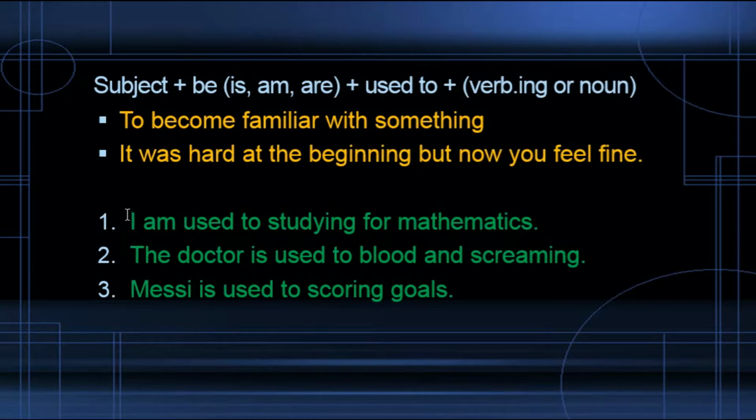So for example, I am used to studying for mathematics, right? I am used to studying, right? I am used to studying for mathematics. I have I, then I have am, then used to, then my verb takes an ing, right? And for mathematics. What it tells you in this sentence is that at the beginning it was hard for you to study for math, but now it is better, you feel better, you are used to it, right?